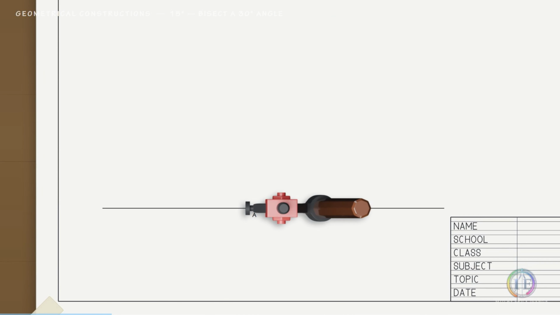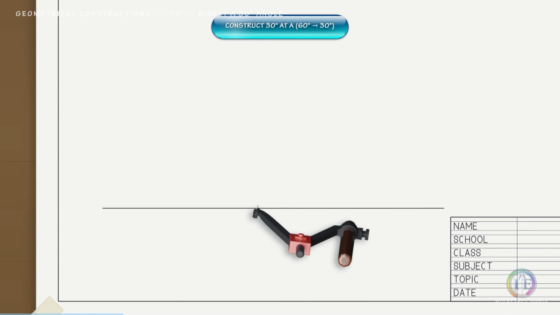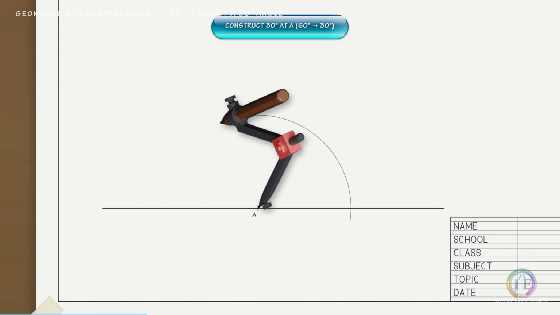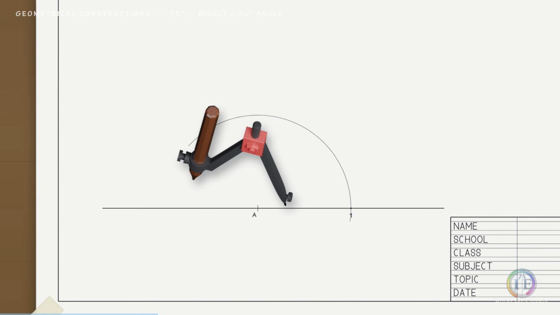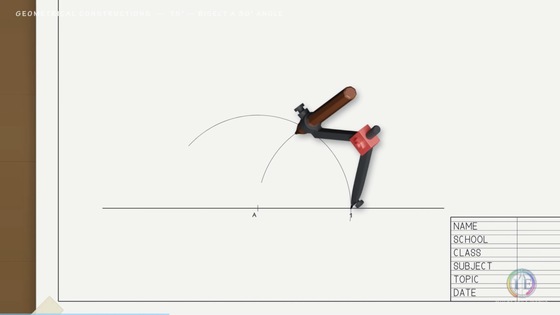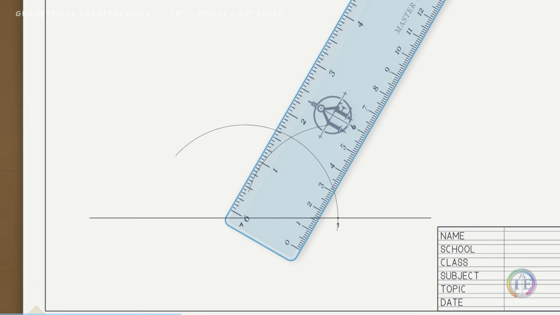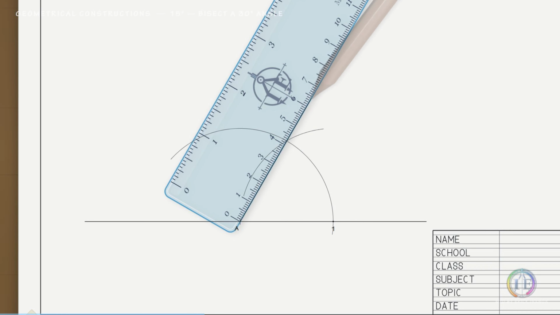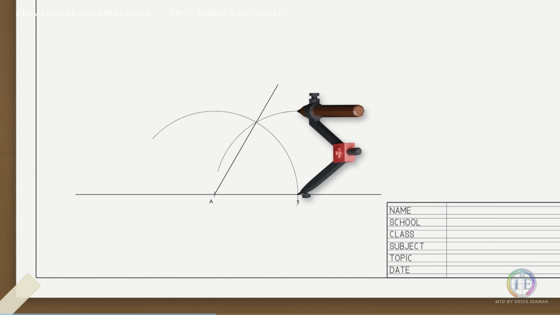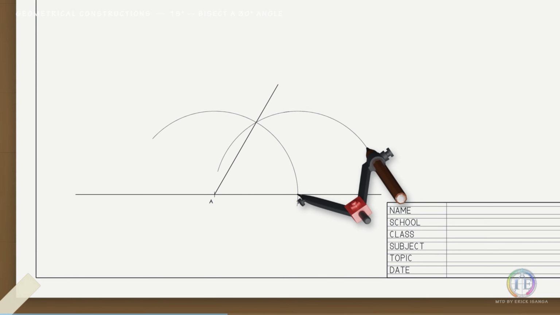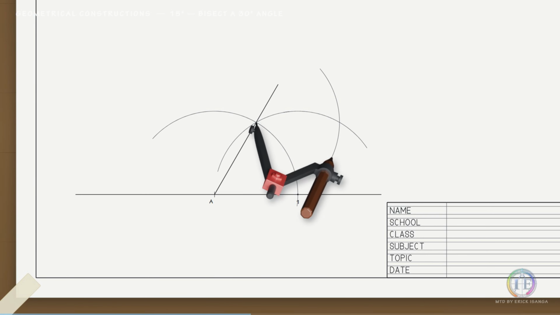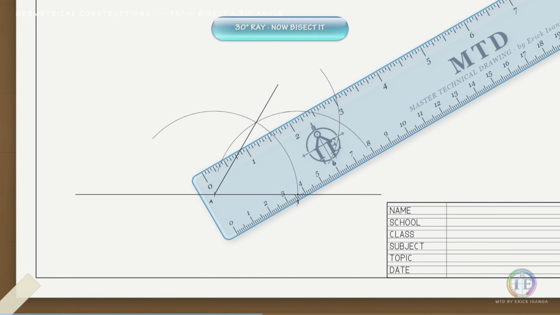First, we construct 30 degrees at A. This itself comes from bisecting a 60-degree angle, which we build now with the compass. That gives us the 30-degree ray.